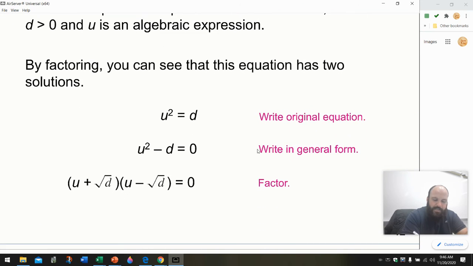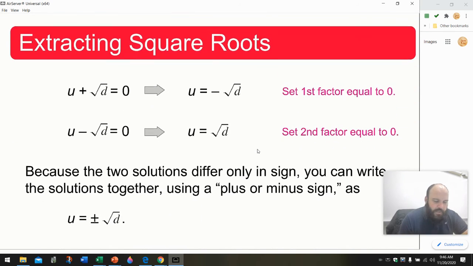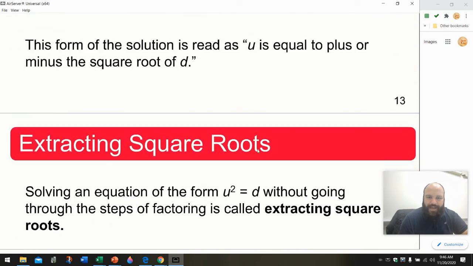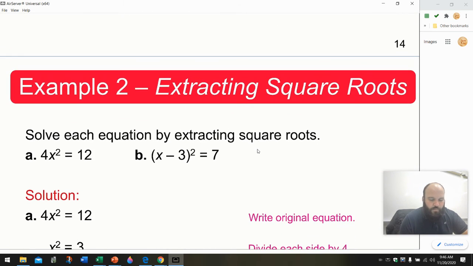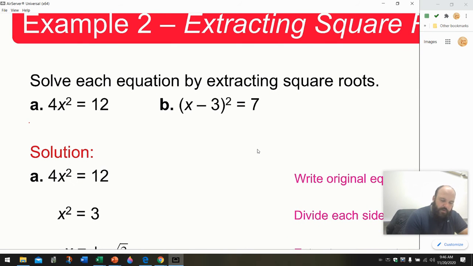Now, the second technique, the solving technique I'm going to show you today, is what they call extracting the square root. It's actually really simple. It doesn't involve factoring at all. It just involves moving everything away from the variable as you have been taught since you've been solving 1- and 2-step equations. So if you look at this first example here, I have 4x squared equals 12.